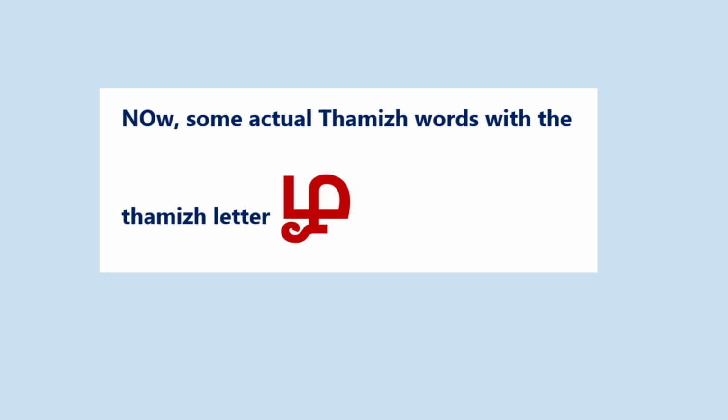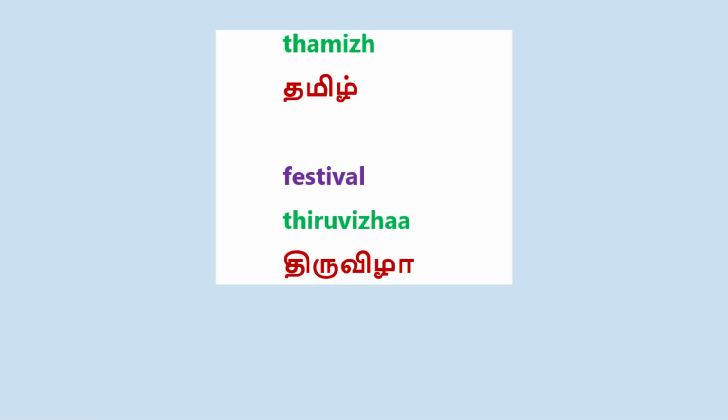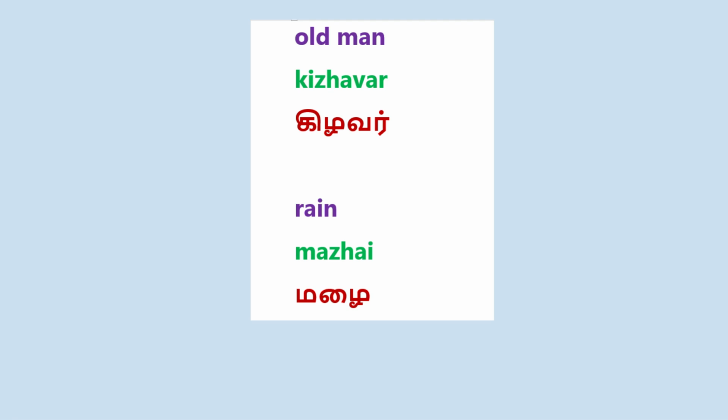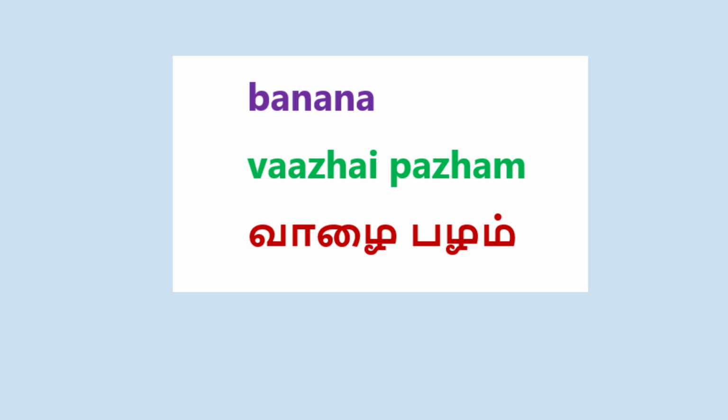Now we'll leave the Z part of English and move to some actual Tamil words with the Tamil letter Ra. Tamil. Festival. Tiruvizha, Tiruvizha. Old man. Kiravar, Kiravar. Rain. Marai, Marai. Banana. வாழைப்பழம், வாழைப்பழம்.